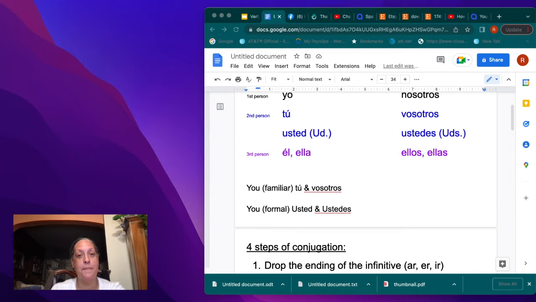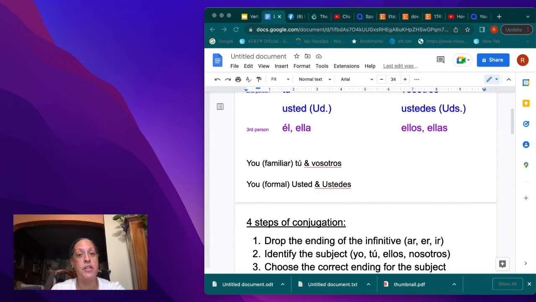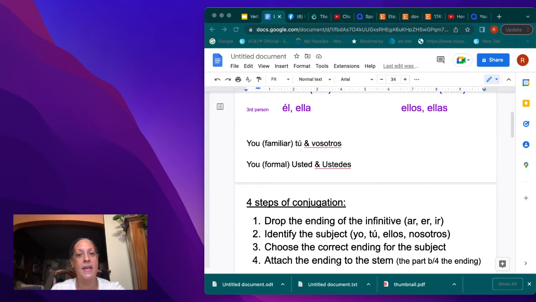What's our second step? You have to identify your subject, which we just went over. Yo, nosotros, tú, usted, ellos, y ellas. What's the next step? You have to choose the correct ending for that subject. And then our 4th step would be attach the appropriate ending to the stem, which is what you have left over after you drop off the AR, ER, and IR from the infinitive.